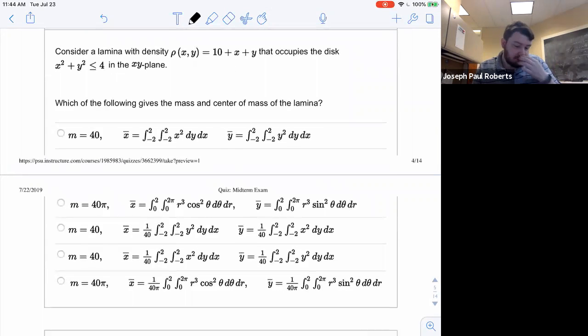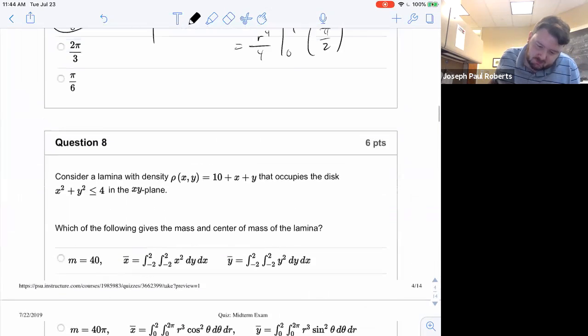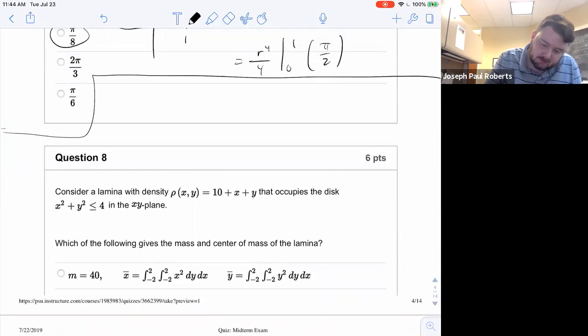All right, so consider a lambda with this density that occupies this disk. Yeah, so I wish I had a little bit more room for this. Let's borrow some from the previous problem.